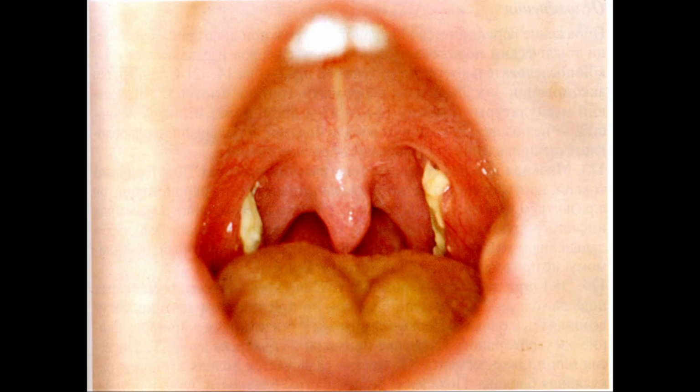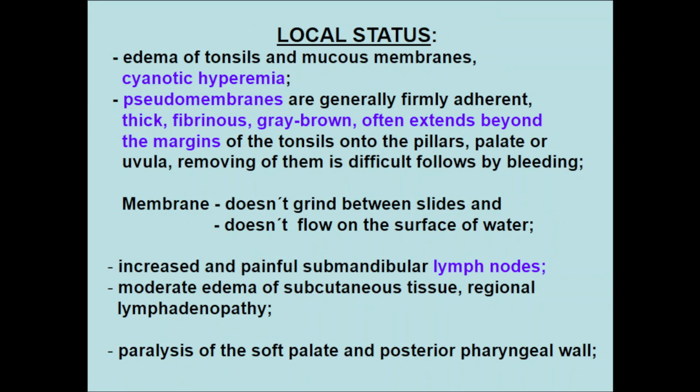Local status. Edema of tonsils and mucous membrane, cyanotic hyperemia. Pseudomembranes are generally firmly adherent, thick, fibrinous, gray-brown, often extending beyond the margins of the tonsils onto the pillars, palate, or uvula. Removing them is difficult, followed by bleeding. Membrane doesn't grind between slides and doesn't float on the surface of water.